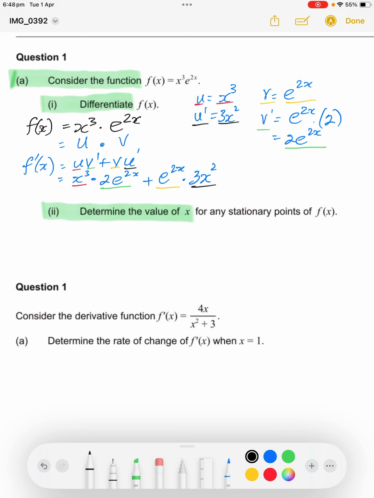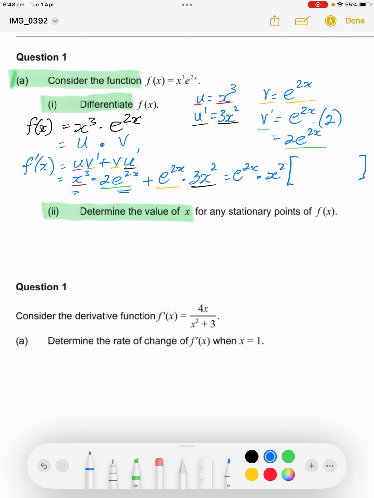Now, we could stop there, we've finished, or we could simplify, and if we've got a moment, we could see that e to the power of 2x is common. So we've got e to the power of 2x, and an x squared, which is common. And if we factorize those two factors out, we've got e to the 2x, and x squared leaves a 2x. And from the second term, e to the power of 2x, and x squared leaves a 3. And there we have it.